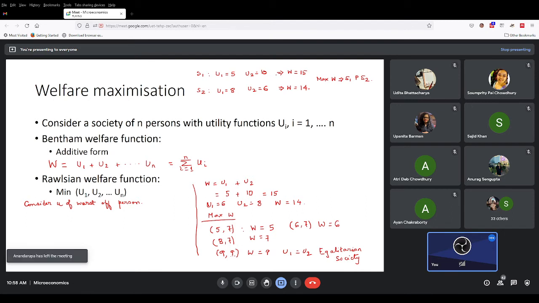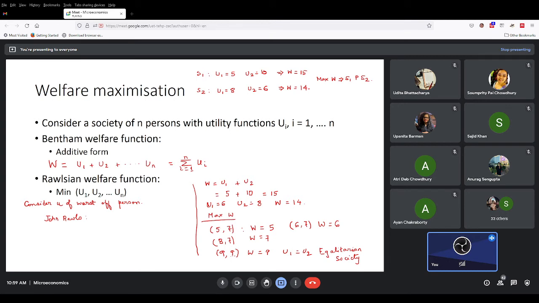It is not equitable. So instead of taking the Benthamite welfare function, can we take the Rawlsian welfare function? The Rawlsian, this is named after the philosopher John Rawls. It says that you have to look at all the utilities of different individuals, and welfare is simply the minimum of all the utilities. So if you come over here, you have got two individuals again, 5 and 7.